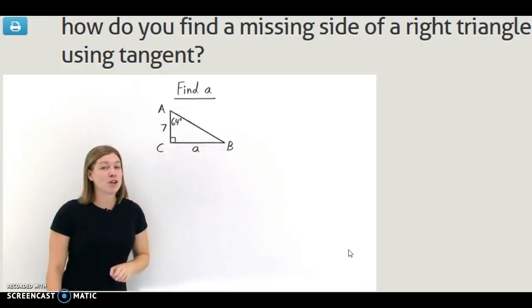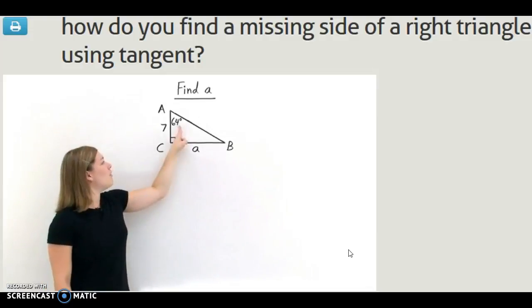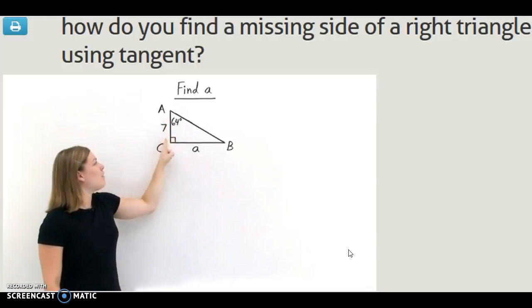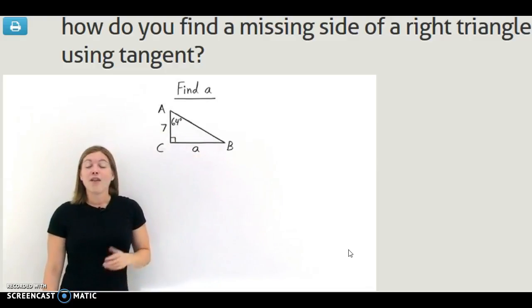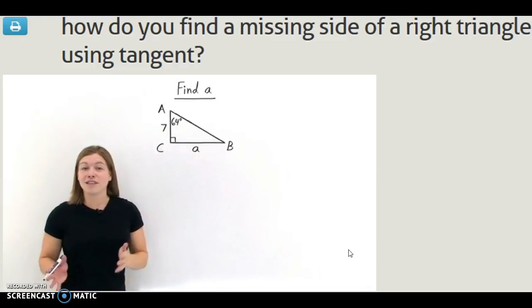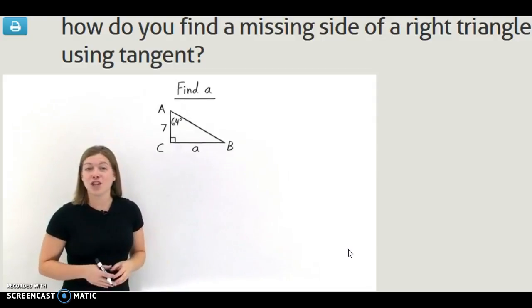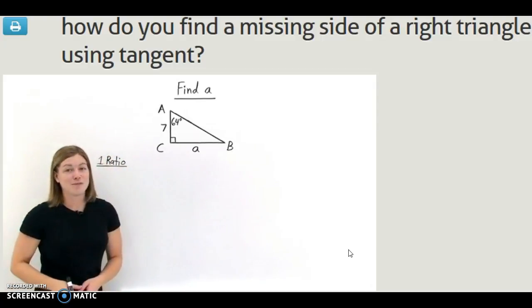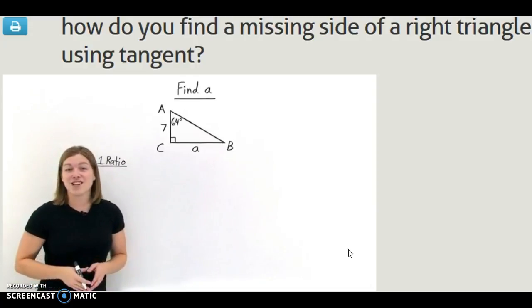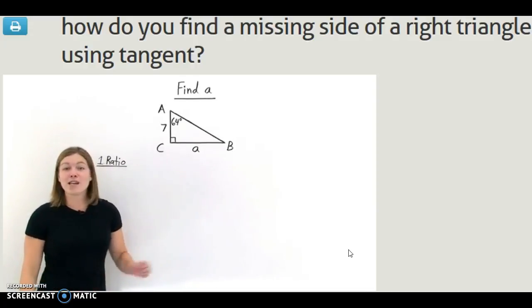Well, since we have a right triangle, and we know the measurement of at least one angle and one of our sides, and we're trying to find the measurement of another side, that means we need to use either the sine, cosine, or tangent ratio in order to find this missing length. So, in step number 1, we need to figure out which ratio we're going to use, sine, cosine, or tangent. To do that, we need to better organize the information we have.